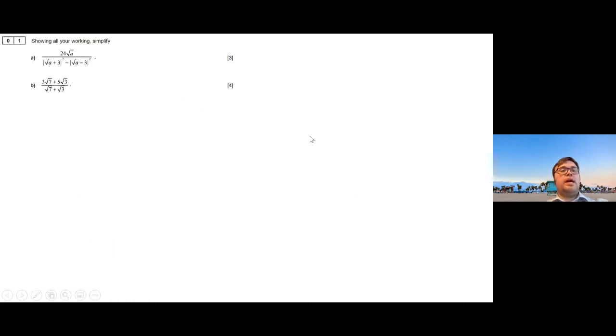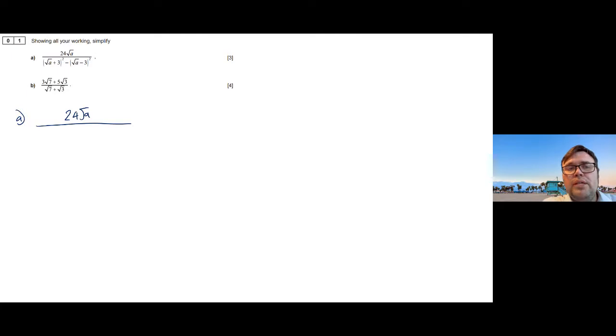So the first question we have is 24 root a over (root a plus 3) squared minus (root a minus 3) all squared. It needs to be shown, showing the workings and simplifying. So these are questions involving surds. For part A, 24 root a, I'm not really going to do anything with until we get closer into it. Need to expand root a plus 3.